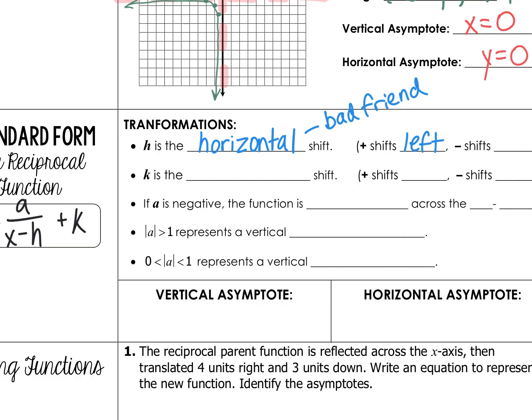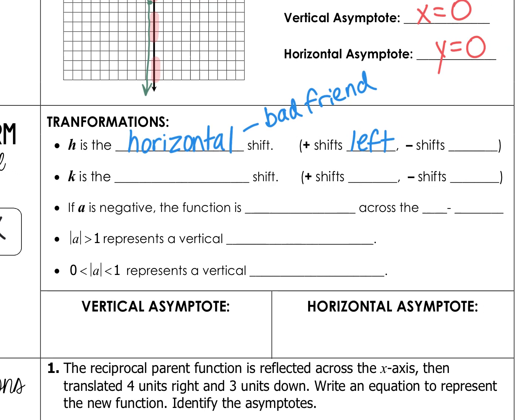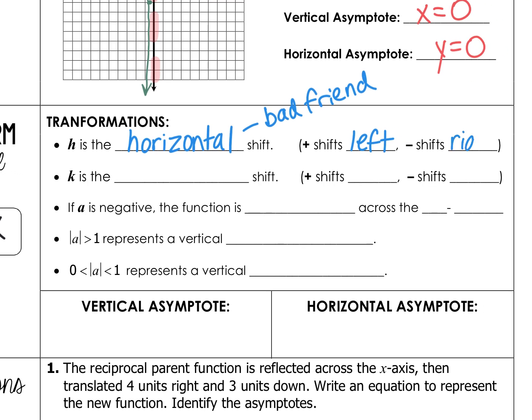You guys are silly. Okay, and then what about a minus? It means go right, because again, it's my bad friend. It's deceiving. It's the opposite of what I would think it was. Okay, what's K? It's your good friend, and it's my vertical friend.